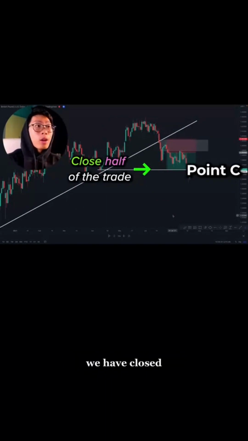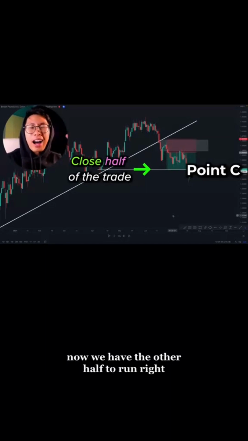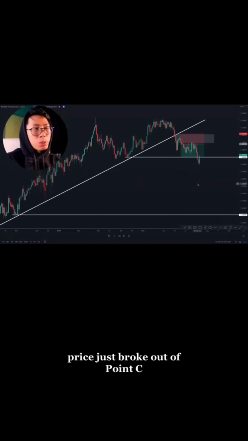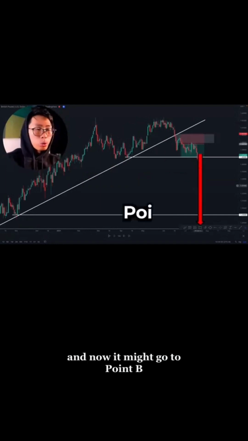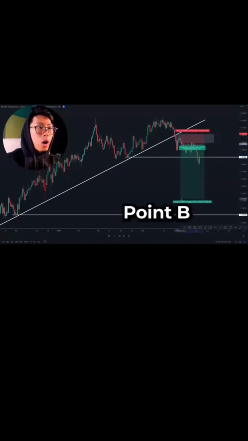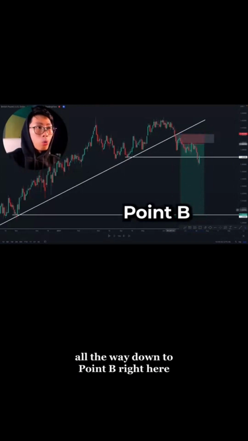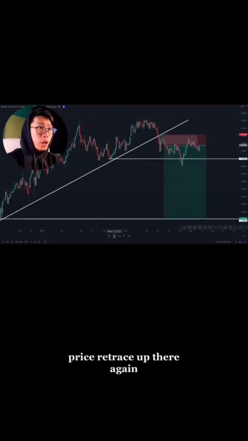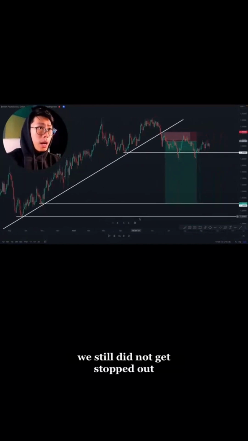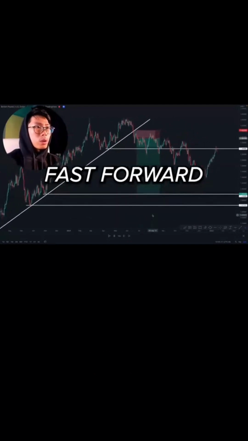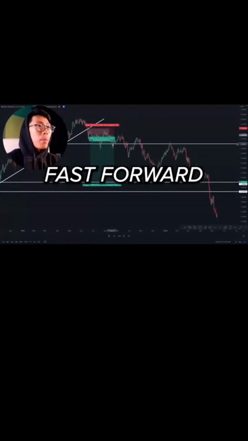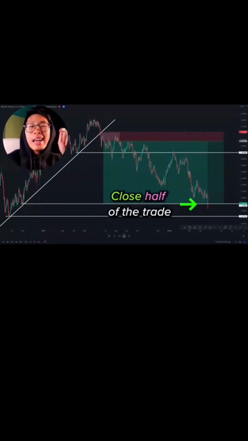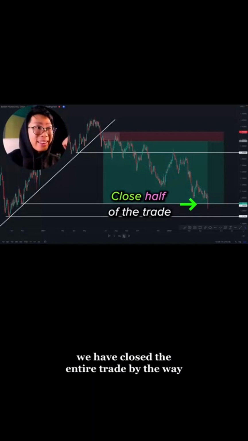So at this point of time, we have closed half of the trade. Now we have the other half to run, right? We have the other half to run to our point B. You can just see price just broke out of point C and now it might go to point B. So I'll just shift my take profit all the way down to point B right here. And let's look at what happens next. You can see price retraced up there again. We still did not get stopped out. Bam! We just smashed our point B, we just smashed our second take profit, and at this point of time, we have closed the entire trade.